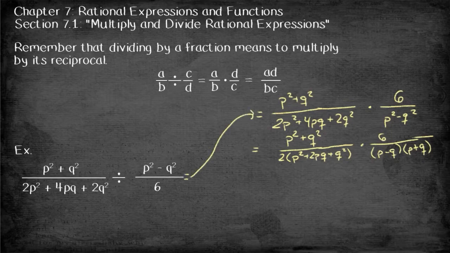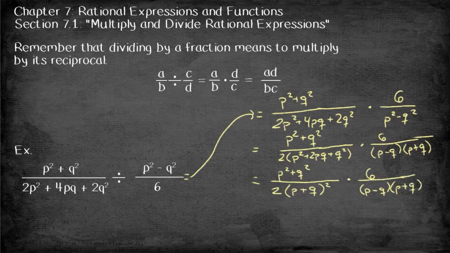There we go. Oh, and we can further factor the denominator of the first rational expression. It's one of those special forms, P plus Q quantity squared. And then we just multiply. I know that the 2 and the 6 are going to reduce, but I don't see anything else that does. So I'm just going to multiply.